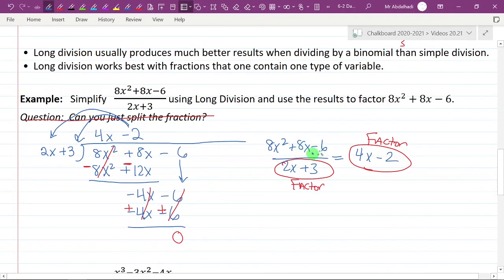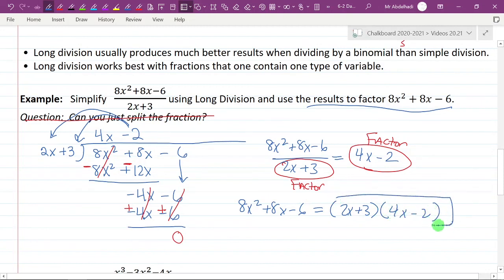So now we can actually use the results to factor stuff. Okay, that's the whole purpose of learning division of polynomials. This is a way of factoring. Okay, if you know one of the factors of a polynomial, you divide by that factor and you get the other factor, or factors. So that means this 8x squared plus 8x minus 6 is actually 2x plus 3, which is what we were given, times 4x minus 2.